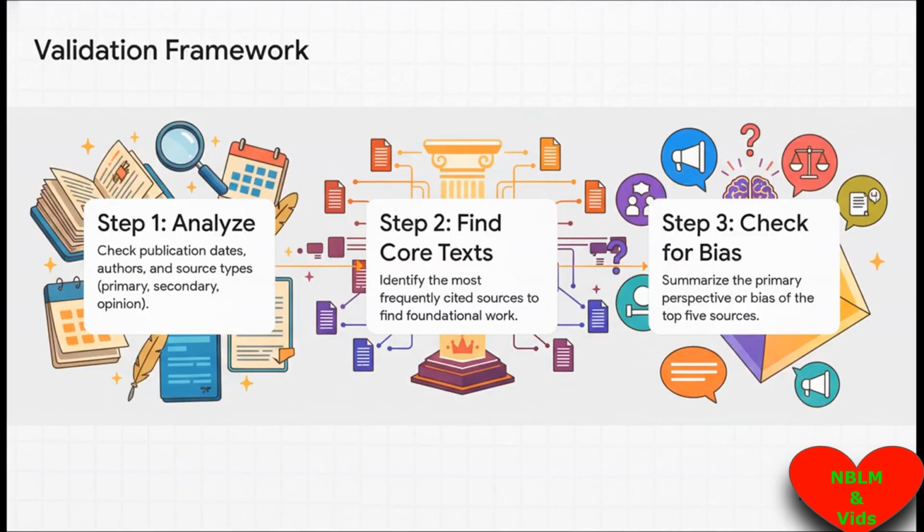So pros use a system to validate everything. It's a simple 3-step framework. First, analyze your sources. Check the dates, the authors, see if it's real research or just an opinion piece. Second, find the foundational texts. Which sources get cited the most? And third, check for bias. Just ask the AI to summarize the main argument of your top sources. This gives you a bird's-eye view of your source quality.